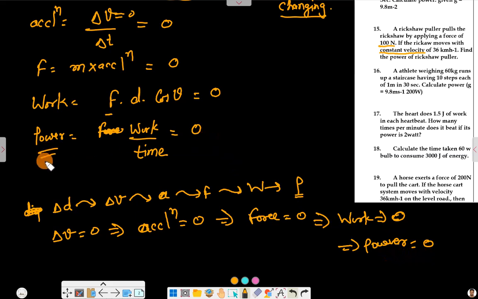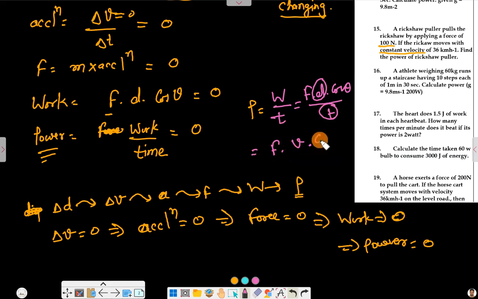For power we can devise another formula, as we know that power is work upon time. And what is work? F into d into cos theta. So F into d into cos theta by time. Here d is displacement and t is time. So we get force into velocity into cos theta. So here velocity is not changing, so this is 0. So from this you can also find out that power is 0.